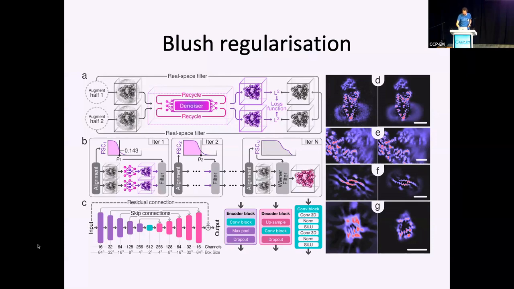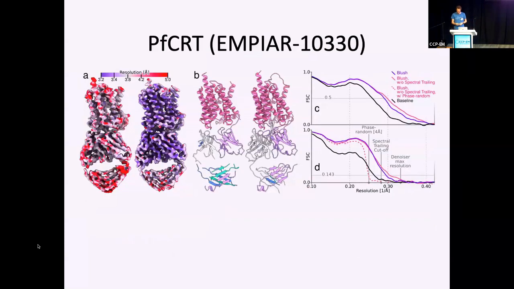So we tested this on several data sets. PfCRT is quite a common one that has been used by multiple groups. I think the Structura team used it for non-uniform refinement, and Chris used it for, how's it called, SideSplitter. So we thought we would use this too. This happens in conventional refinement and then local resolution colored in Blush. And then we now think, how good is your map?